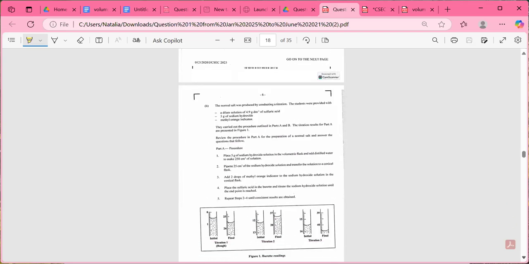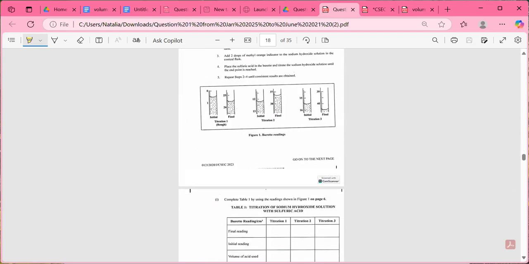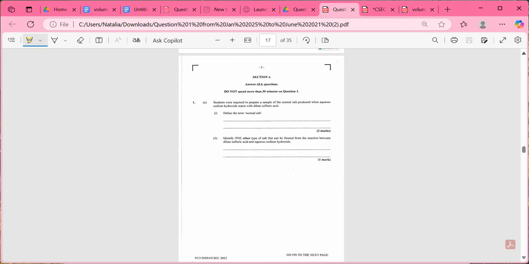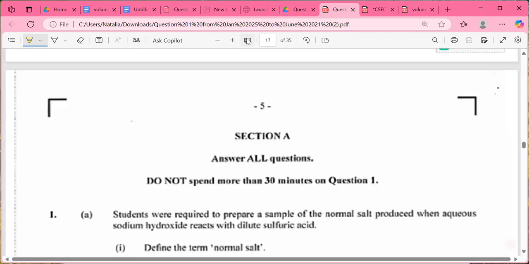Let me just make sure it's a titration question. This is where we are. So we're going to be doing a regular acid-base titration. So students, let me just zoom in a little bit.